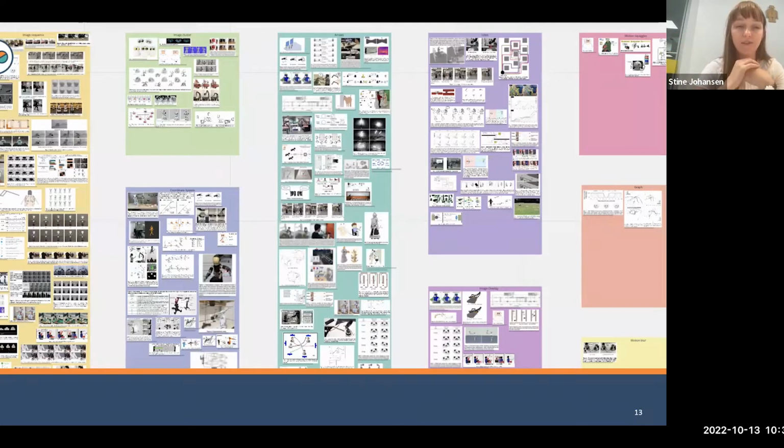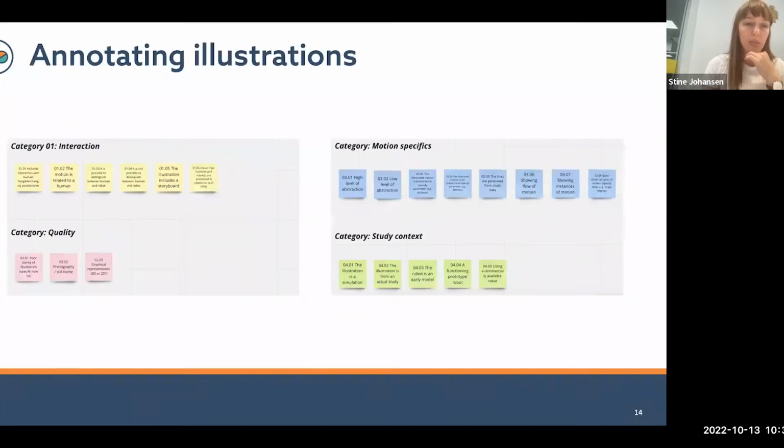So then, as we had identified these 10 styles, we took all of the illustrations and we organized them into this virtual whiteboard. I won't expect you to be able to see these individual illustrations. This is just to give you an overview of what we actually did. So we had this virtual whiteboard with all of the illustrations that we'd organized into the 10 different styles. And then we used that to do our annotations, the next part of the analysis.